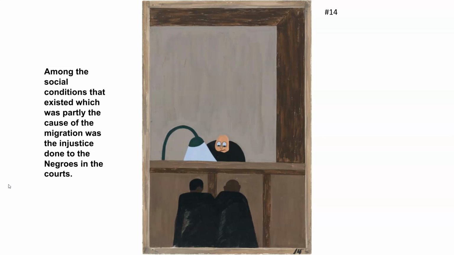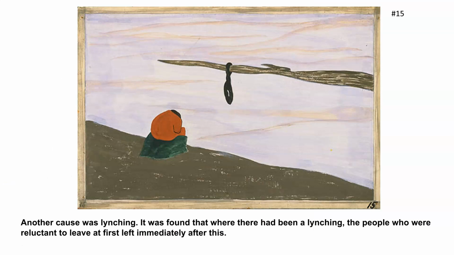Among the social conditions that existed, which was partly the cause of the migration, was the injustice done to the Negroes in the courts. Another cause was lynching. It was found that where there had been a lynching, the people who were reluctant to leave at first left immediately after this.